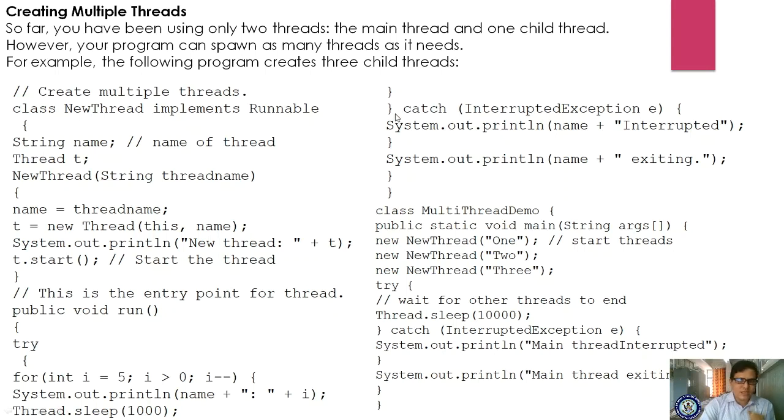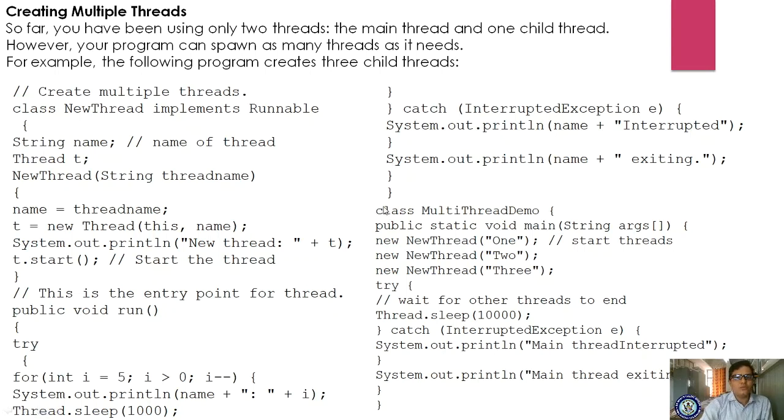Next I am writing the catch block. In the catch block, I am taking InterruptedException. I am defining the InterruptedException and its object, and I am displaying the name plus interrupted. Whatever name you give to your thread, that name is displayed as interrupted whenever the error happens. Afterwards you are exiting from the execution, meaning the thread is ending. So this is the logic you have written.